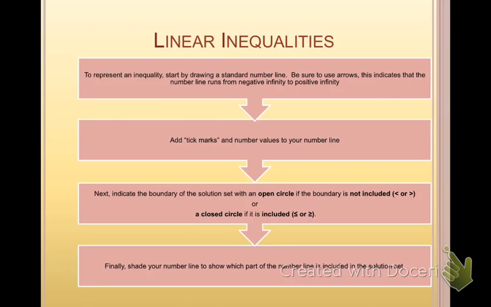If we have a less than symbol, we're going to use an open circle. And if we have a less than or equal to or greater than or equal to, we're going to use a closed circle. And then the last step is going to be to shade in our number line based on what the inequality tells us.